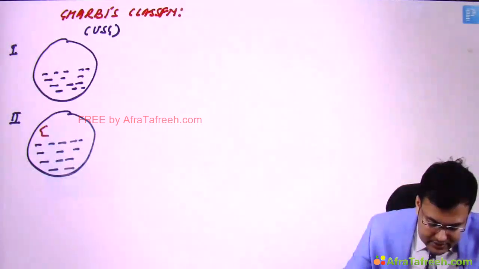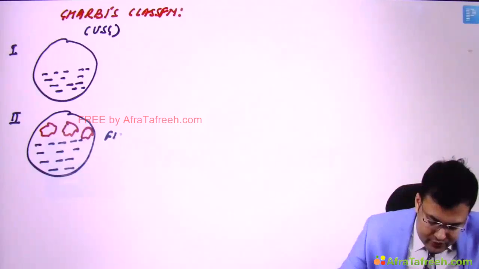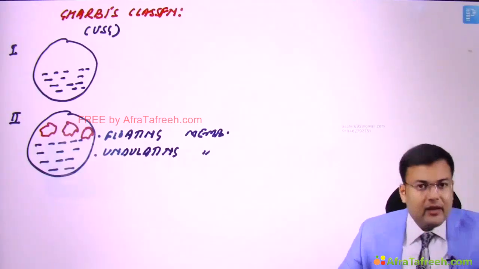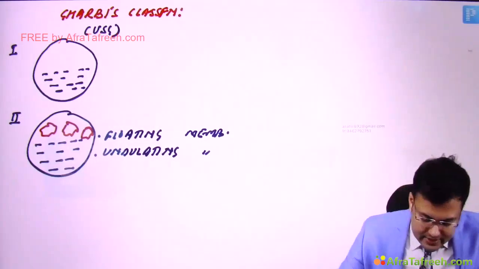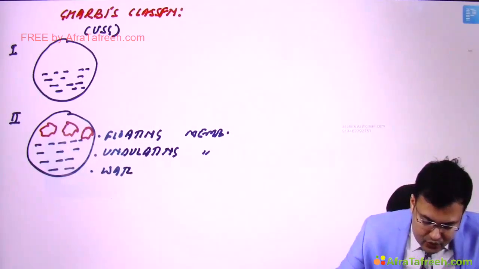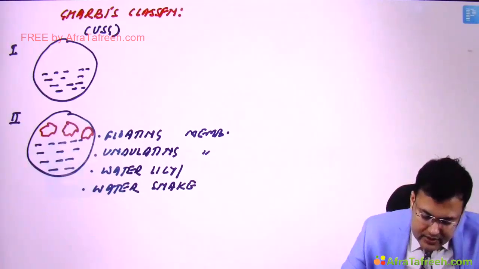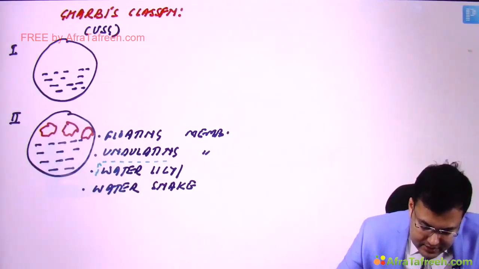So what happens? There is a floating membrane or undulating membrane. This floating membrane or undulating membrane is also known as water lily sign, also known as water snake sign. So what are the other names? Water lily or water snake sign. Clear? This is the question which is frequently asked.